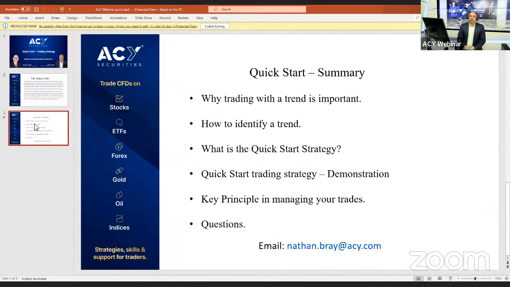Now, a bit of a summary before we get started. So looking at Quick Start tonight. We're going to start off with Duncan giving us a bit of an insight into why people are trading with a trend. Now, why is trading with a trend important? That will be followed up by an educational walkthrough of how you identify a trend, what kind of trends there are, and maybe what type of trends are seen as important to a full-time trader like Duncan.